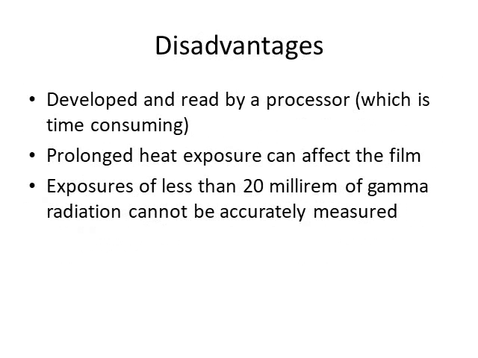The main drawback of film badge dosimeters is that we cannot get the reading immediately. It takes time to develop the film, which is a time-consuming process, and prolonged heat exposure can affect the film. We are not able to read radiation exposures below 20 millirem.